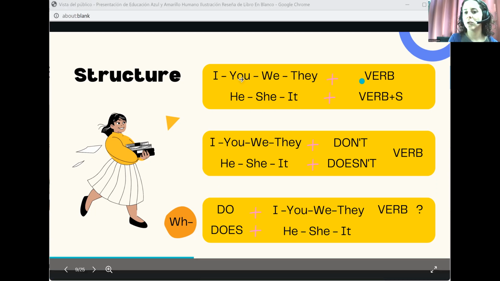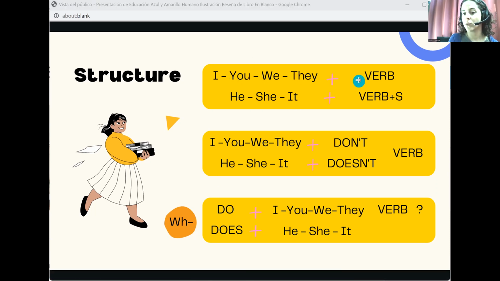So depending on the person we talk about, we always use person and verb. But the verb can have S or no. Probably you have studied this, no? If I say I, the verb needs no S. I go to school. We meet every weekend. My parents cook very well. You play the guitar. Routines, habits.